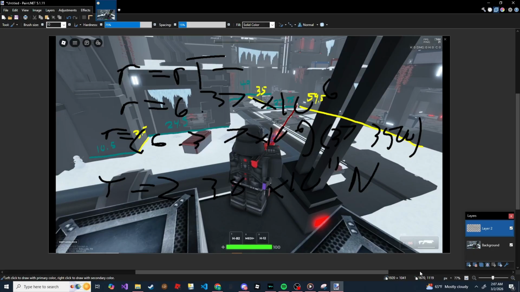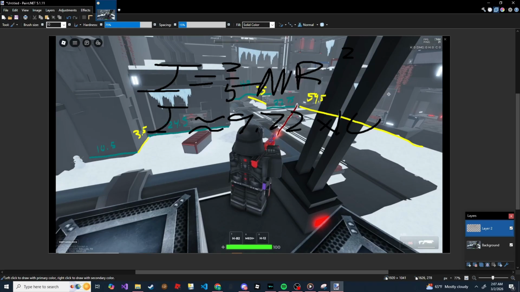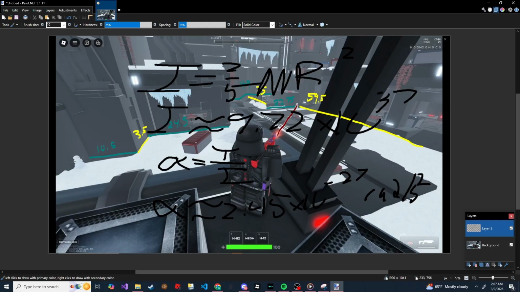All right. Now we need to get the moment of inertia of Earth as well. So inertia equals 2/5 m r squared, or the inertia is approximately 9.72 times 10 to the power of 37. And we want to get the angular acceleration. Well, it's pretty simple as well. That is just tau over I. So we plug in what we got earlier for both of these. The angular acceleration is about 2.45 times 10 to the negative 27 radians per second squared.